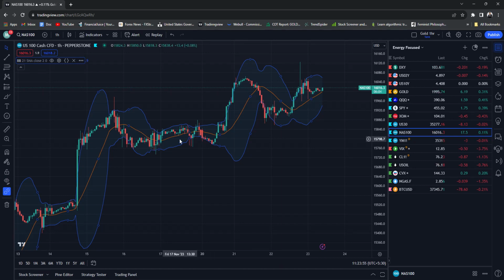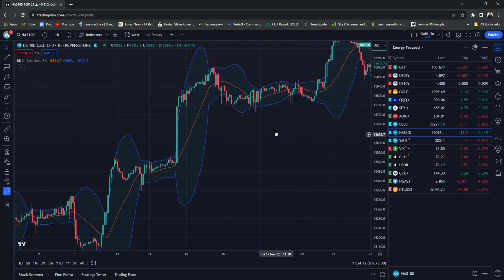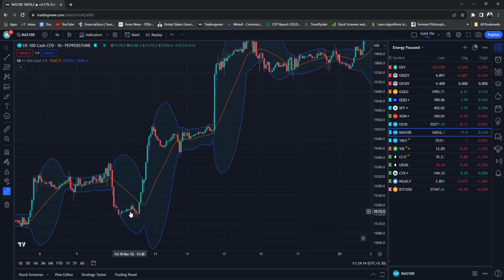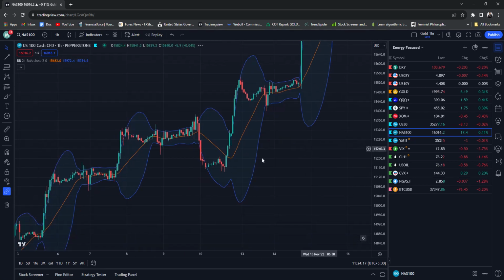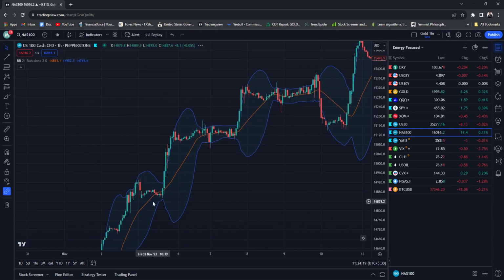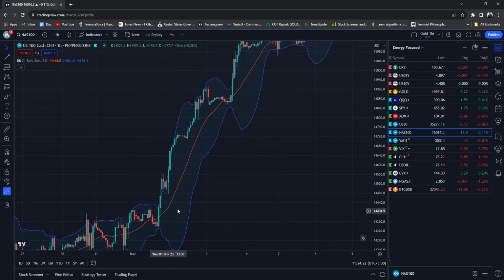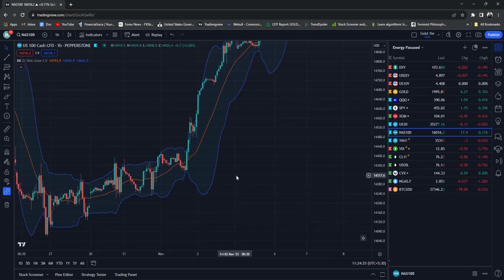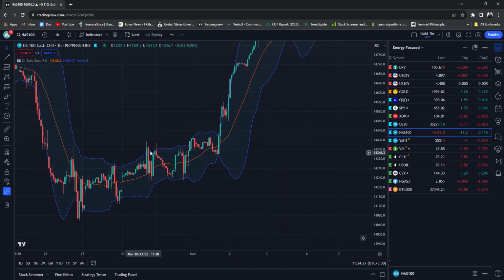But we can expect something when the bands are narrower. These narrow zones are indicative of a breakout in either direction. It could go up or down, but something is going to happen when the Bollinger Bands are narrow. It's a very good indicator, but sometimes it can stay narrow for a long period of time as well.